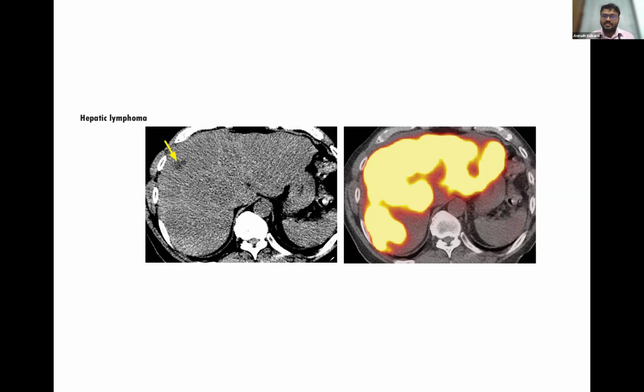So we are not treating the images, we are treating the patient. So we have to always correlate with the history, clinical examination and lab. You can see the lab values, whether AFP is elevated or not, everything. So that is our duty.